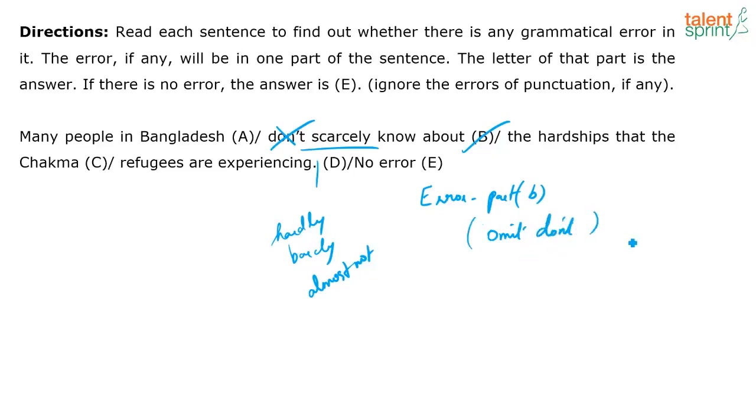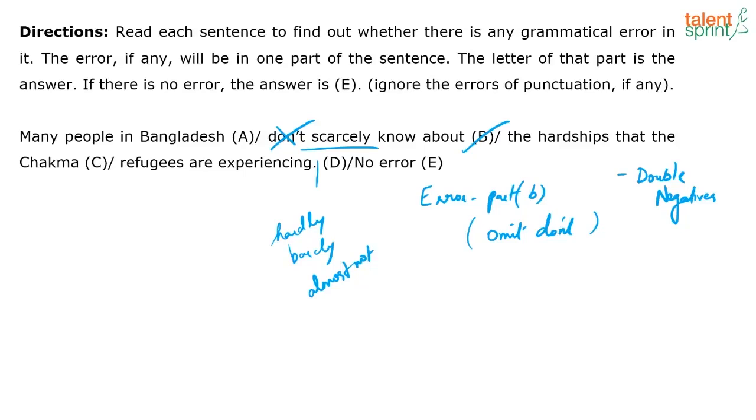These kinds of errors waver between superfluous and double negatives. I don't need this don't here because scarcely is already bringing in that negative meaning. So: many people in Bangladesh scarcely know about the hardships that the Chakma refugees are experiencing. Not don't, scarcely. Double negatives. We will categorize them under double negatives because it's very obvious. Both are giving me negative meaning.